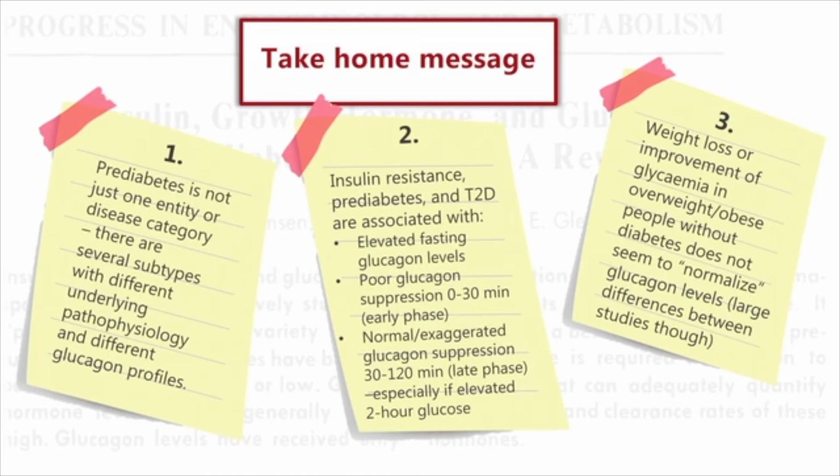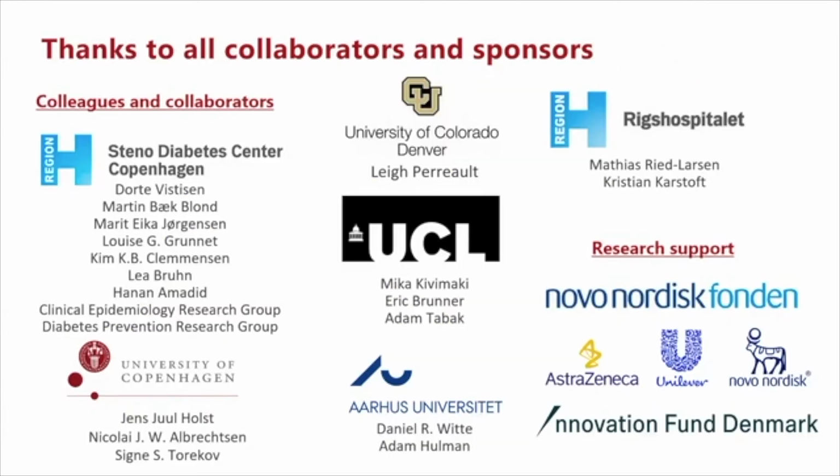We have also seen in these studies that weight loss or improvement of glycemia in people with overweight or obesity or prediabetes doesn't really seem to normalize these elevated glucagon levels, but there are very large differences between the studies, so it's quite difficult to conclude on this and also conclude on the importance of glucagon in this aspect.